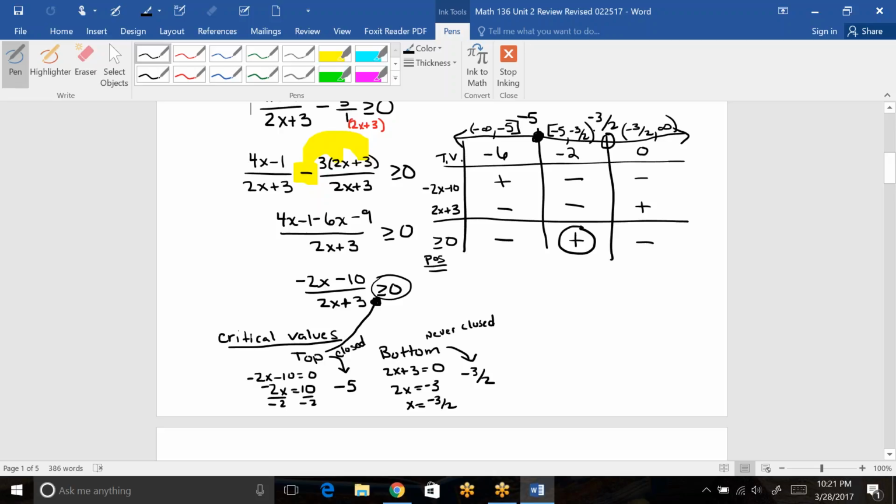If you've done your interval at the top, your answer is just right above you. So the answer is -5 to -3/2, with this one being a bracket because it came from the top, and this one being a parentheses because it came from the bottom.